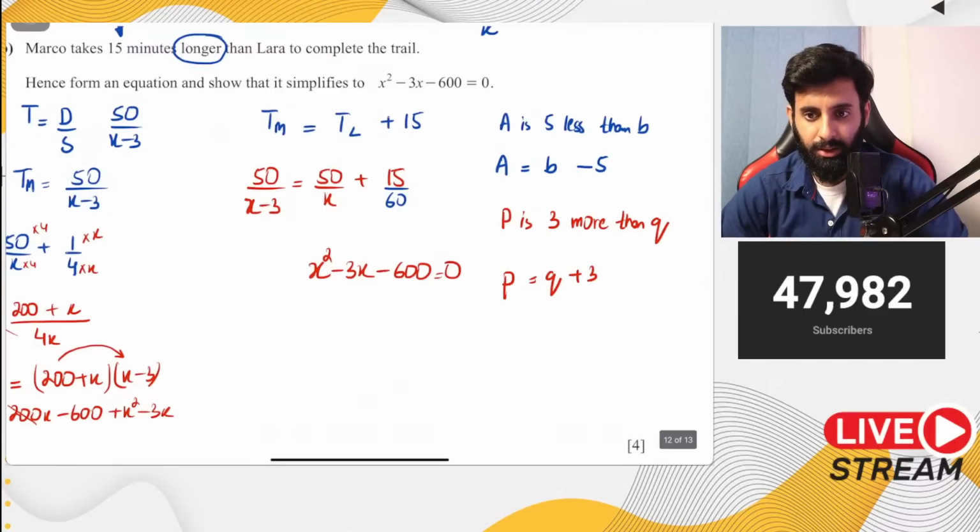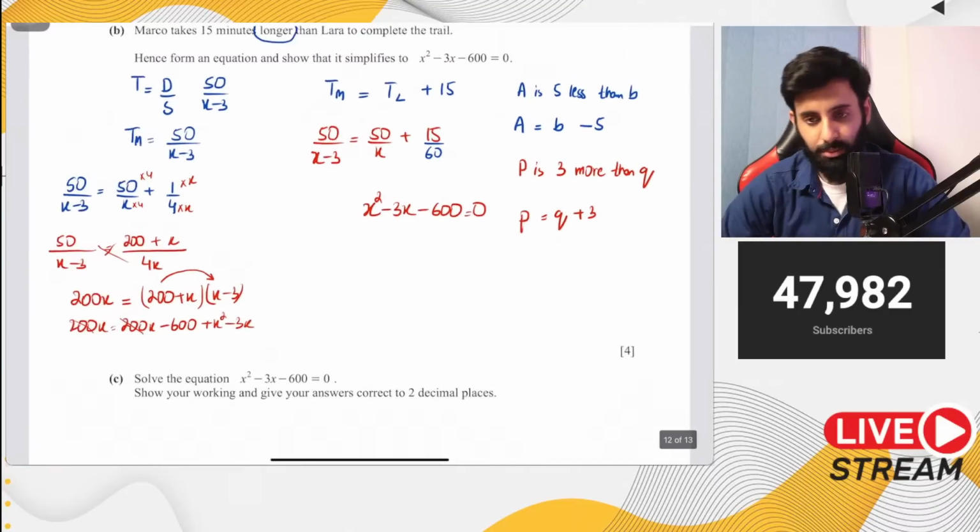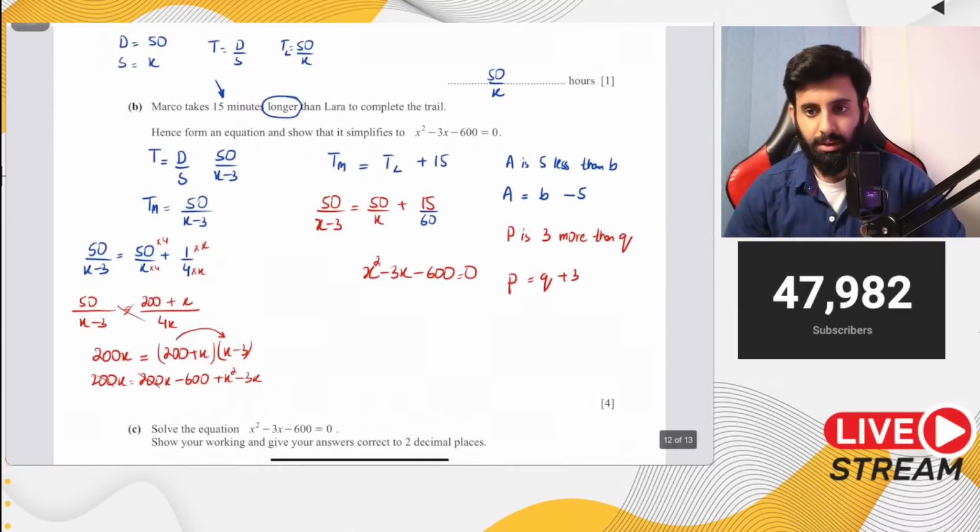Okay. That also you can do, that you can convert both the times into minutes and then solve. Okay, ये भी कर सकते हैं. You can convert all these times to minutes and then solve the question.